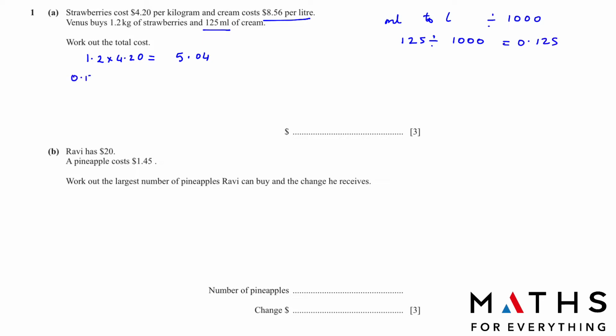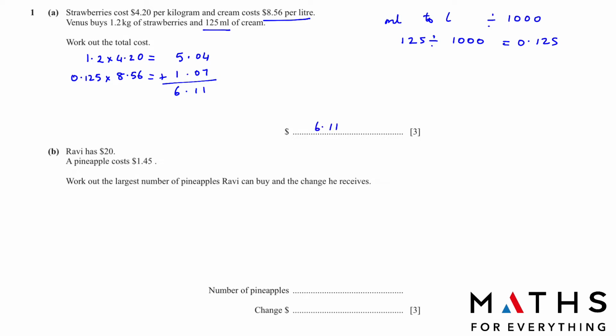And now this is what we will multiply with 8.56. And we will get 1.07. To find the total, we will add it together. We will get 6.11. So that's our answer.